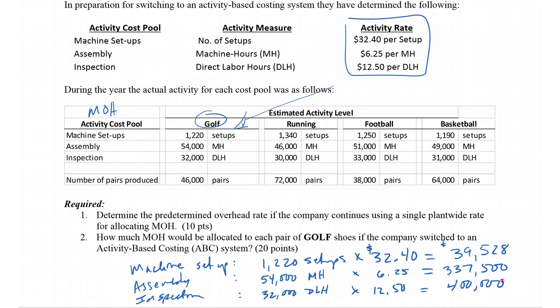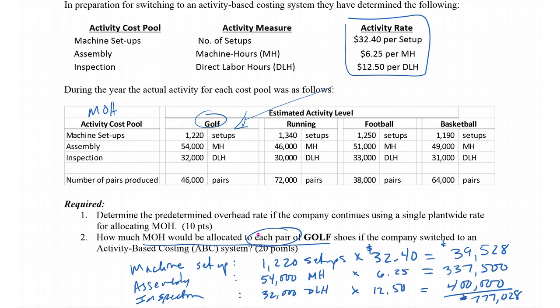So we add this overhead up, and we get $777,028 of overhead would get allocated to each pair. Oh, well, no, that's not exactly right. So that's how much would get allocated to the entire golf line. What we want to do is figure out now how much is to each pair. So this is important, right? Make sure you read the questions carefully.